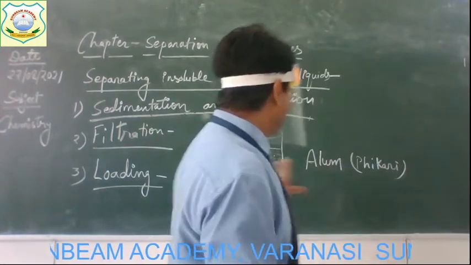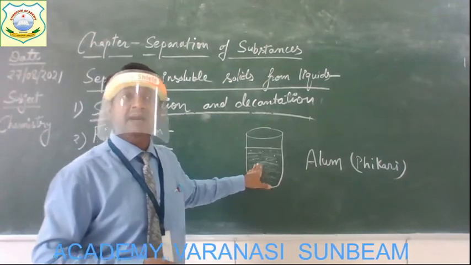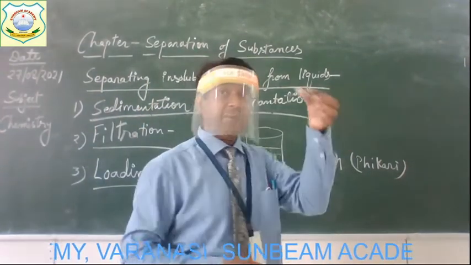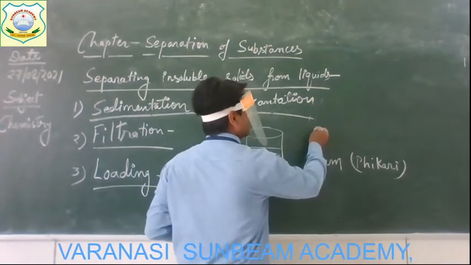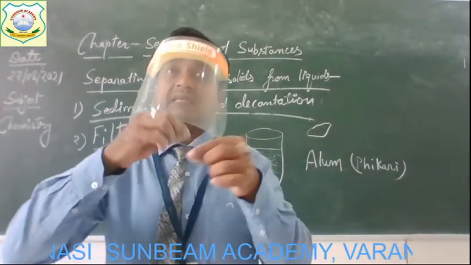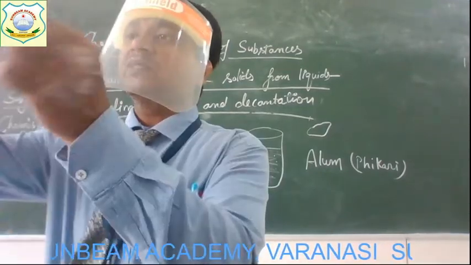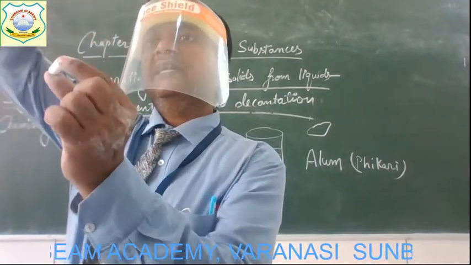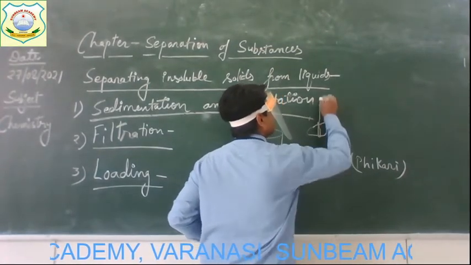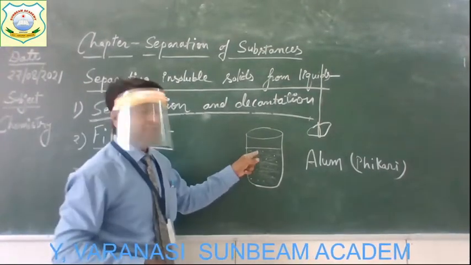It is a chemical substance. So in this method of loading, to increase the size and the weight of these insoluble solids, we will take a piece of alum and tie it with the help of a thread. Suppose this is the piece of alum, so with the help of thread we tie it here, and hang it in this water.